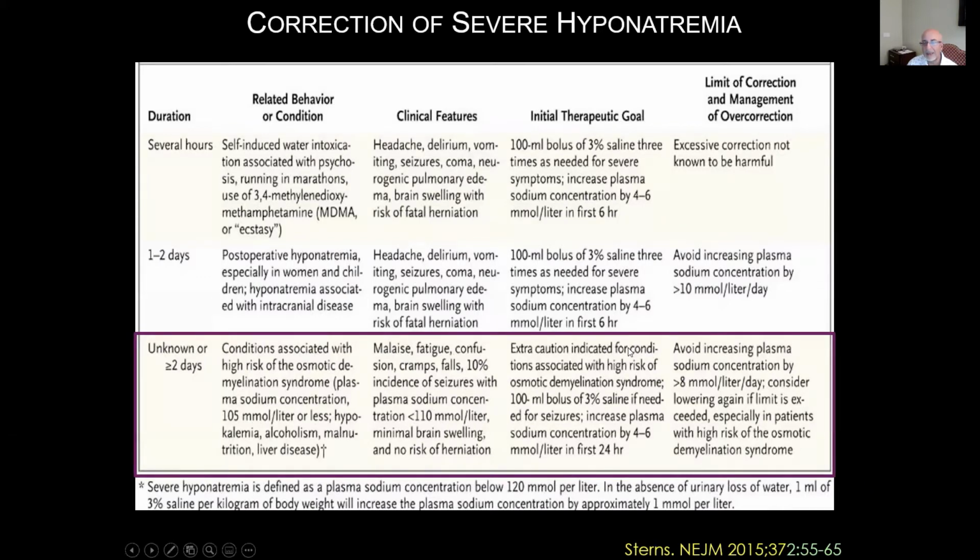Extra caution is indicated in these patients for risk of osmotic demyelination, and 100 cc's of hypertonic saline should be administered for seizures or altered mental status, and again, hope to increase the serum sodium by 4 to 6 in the first 24 hours. Avoid increasing serum sodium by greater than 8, and consider lowering it again with the use of desmopressin.